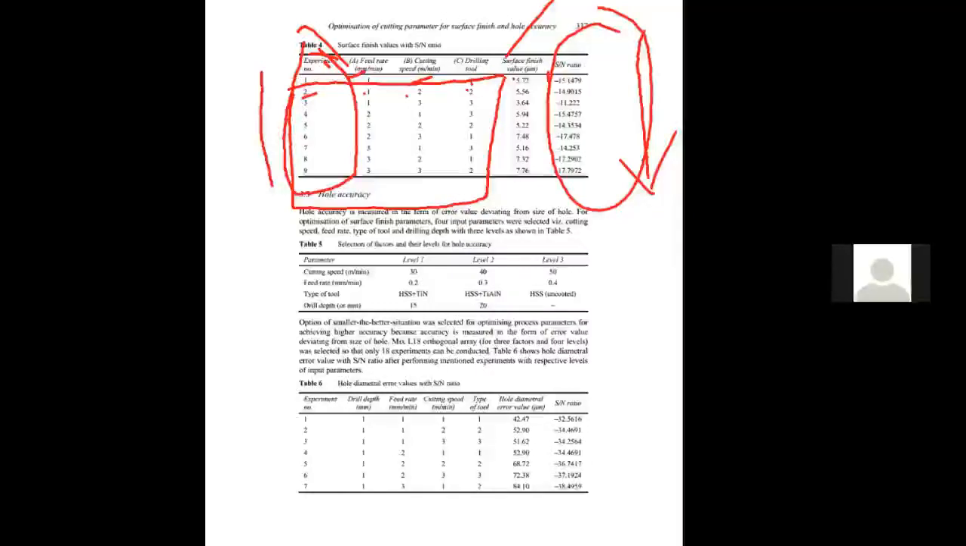Now similar experiments I have performed for hole accuracy. I have measured diameter in the form of error. So I want the minimum error, again accuracy should be on the higher side. So I made experiment number 1 with the settings again given by the Taguchi array. All these are the settings. I will perform the experiments and measure the hole accuracy. Again I will find the S by N ratio. Again higher is better because I am dealing with accuracy. I want higher accuracy.